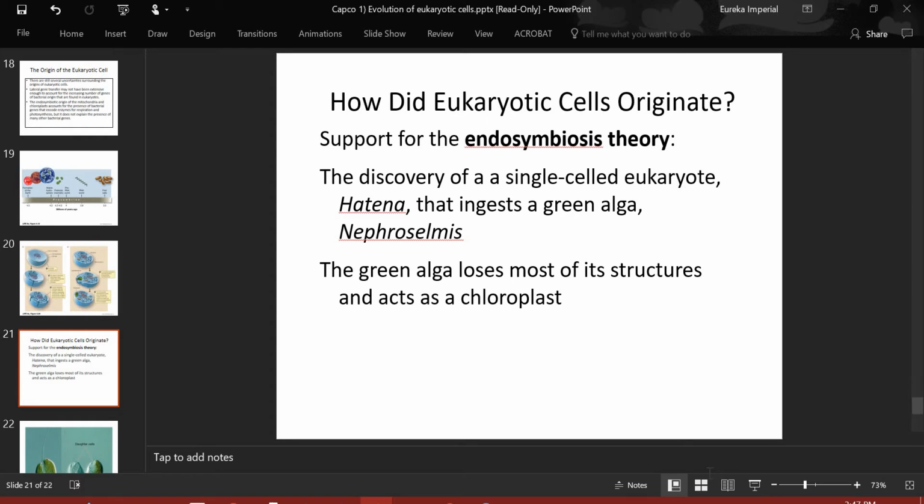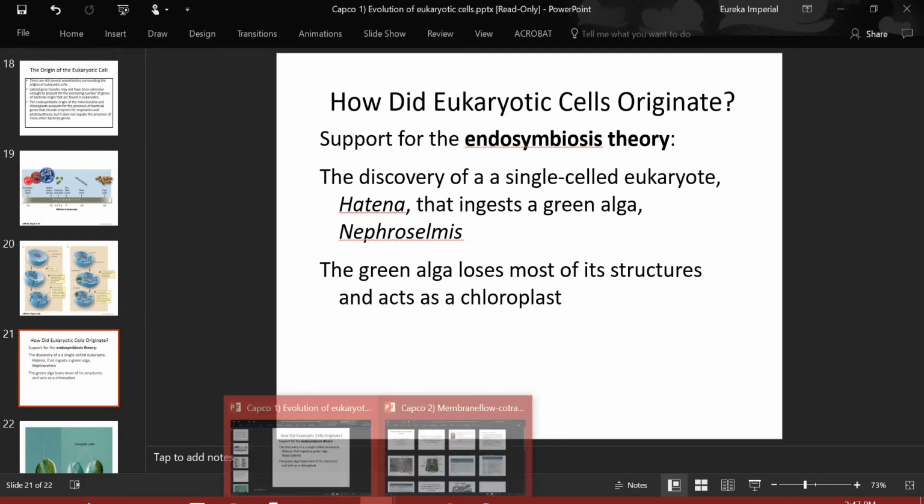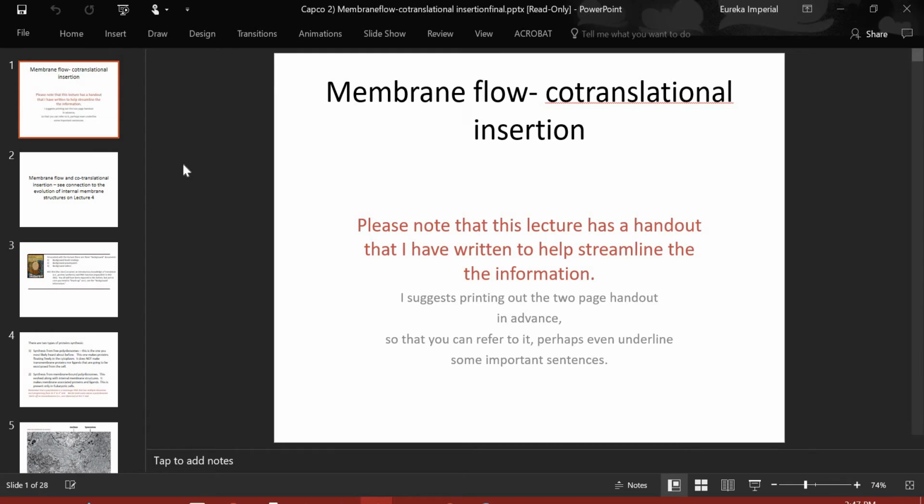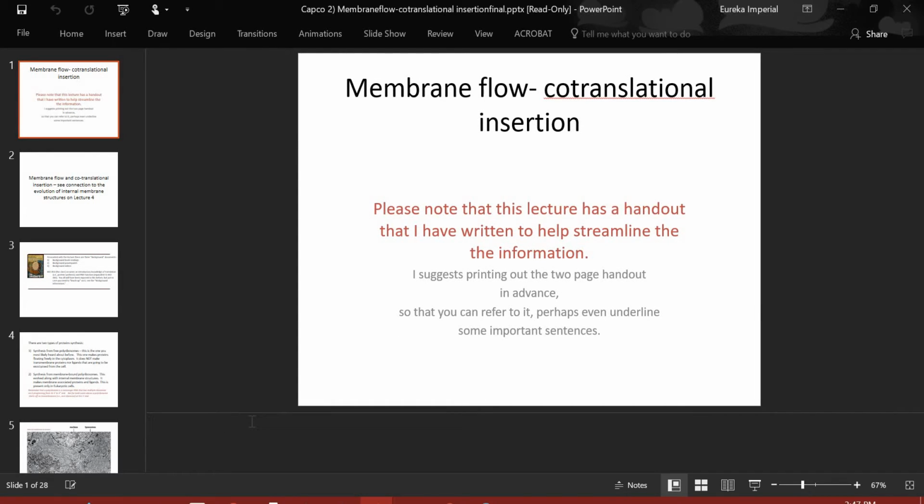So now we've got membrane flow and co-translational insertion. Membrane flow and co-translational insertion are all about the endomembrane system. What co-translational insertion means is, what's the word translation mean? Yes? Turning DNA information into protein through translating mRNA. Well, from one language to another. I do know one language to another, but you jump too many languages.